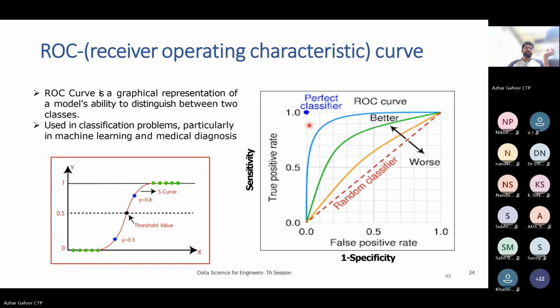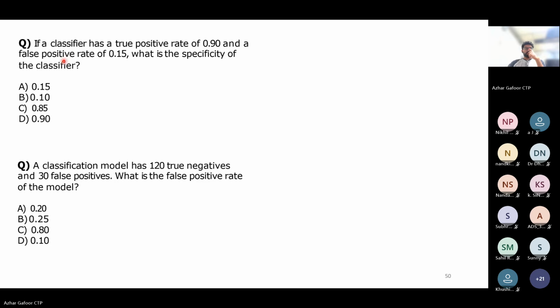All right. If a classifier has a true positive rate of 0.9 and a false positive rate of 0.15, what is the specificity of this model? Specificity is given by 1 minus the false positive rate. So it will be 1 minus 0.15, and the answer will be 0.85.